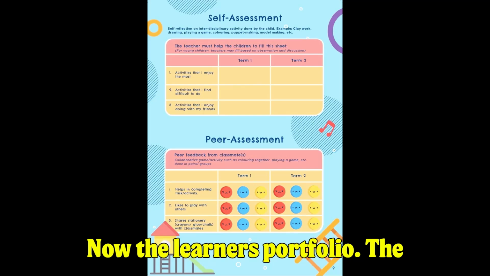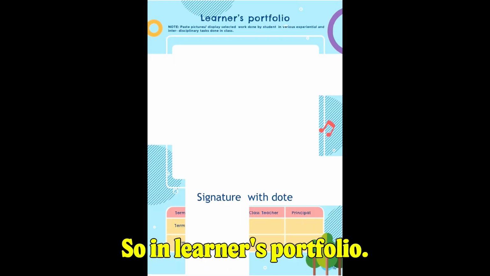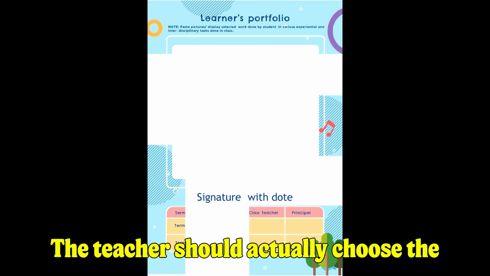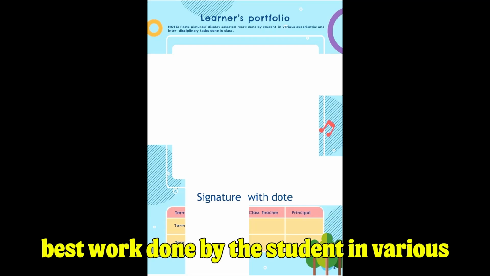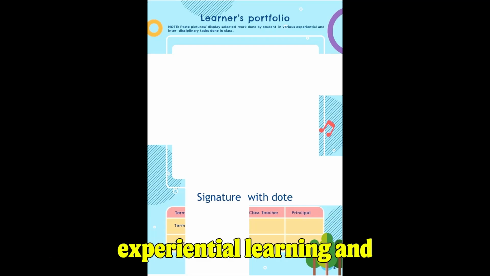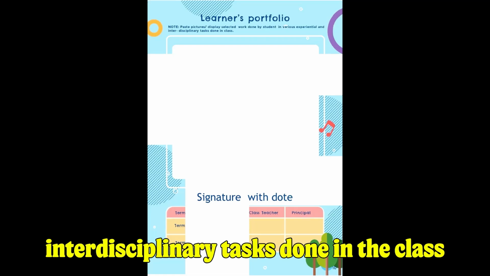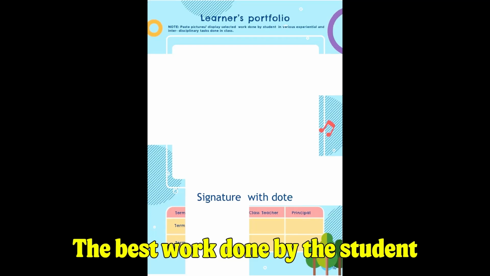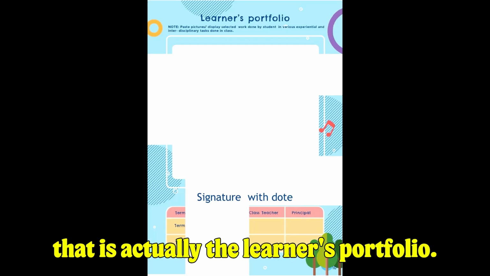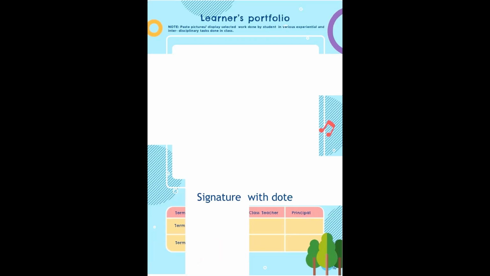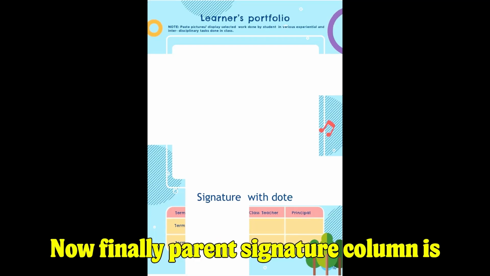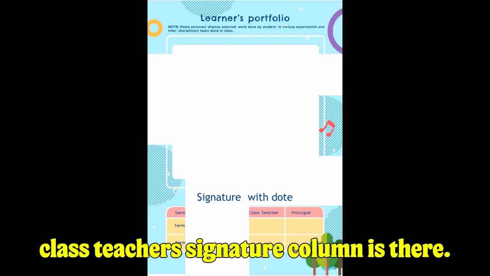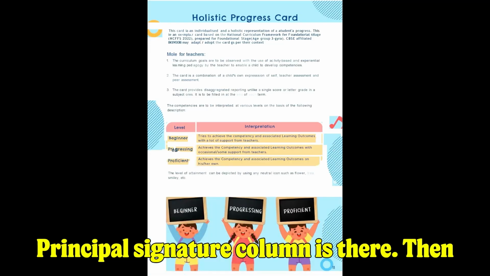Now the learner's portfolio. In the learner's portfolio, the teacher should choose the best work done by the student in various experiential learning and interdisciplinary tasks done in the class, and paste it here. That is the learner's portfolio. Now finally, the parent signature column is there for term 1 and term 2. Class teacher's signature column is there, principal signature column is there.